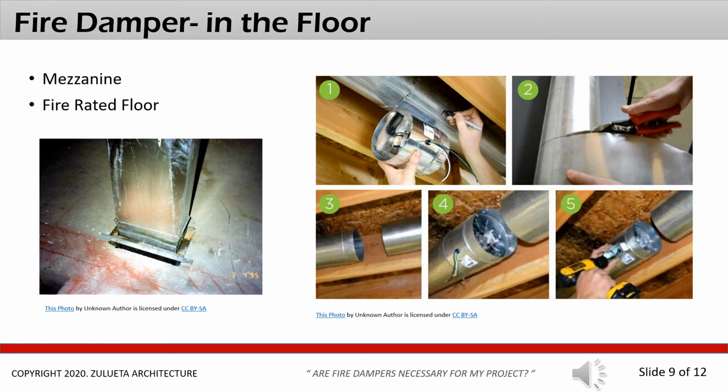Fire damper in the floor. Fire dampers can also be located in a mezzanine or a fire-rated floor, which is normally an occupied floor. Shown on your right side is a fire damper that's located in between the ceiling and your actual floor. On the left side is a duct going through the floor, and so you will have your damper located at the floor assembly itself.